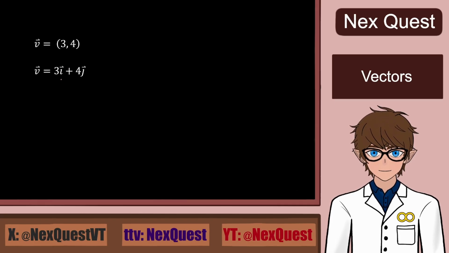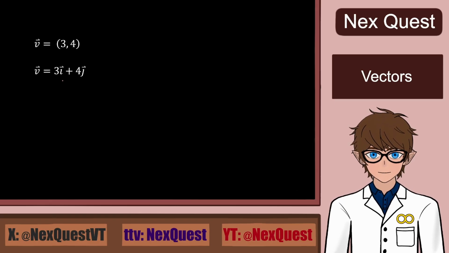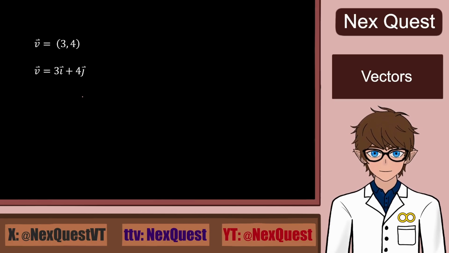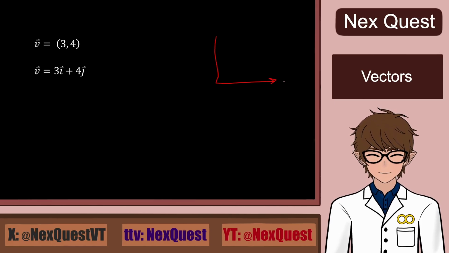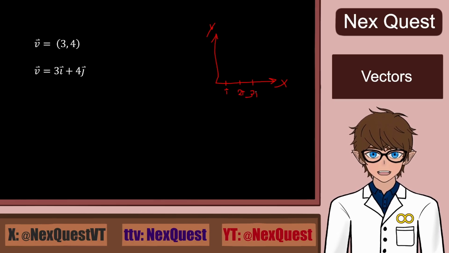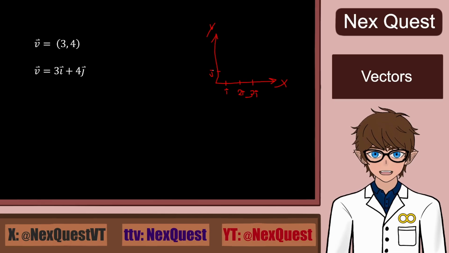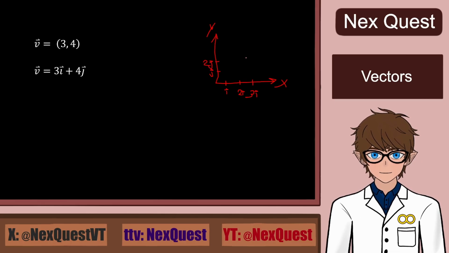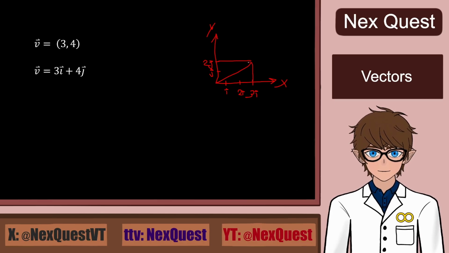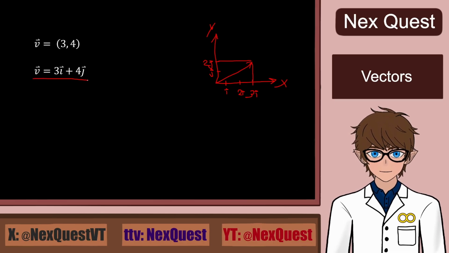Multiplying the value on the x-axis with the unit vector of the x-axis, i, and then the value on the y-axis with the unit vector of the y-axis, j. So let's say this is the x-axis, and this is the y-axis, and then we have i, 2i, 3i, and then we have j, 2j, etc. And then the vector would be 3i plus 2j. In this case, it's 3i plus 4j.